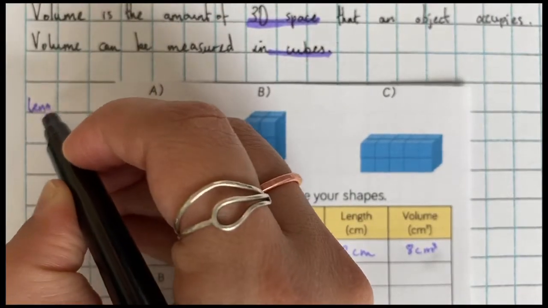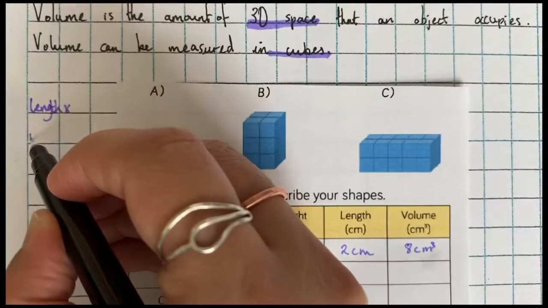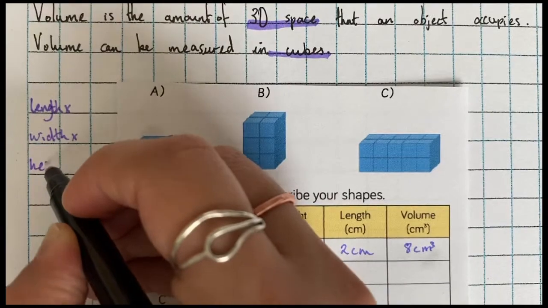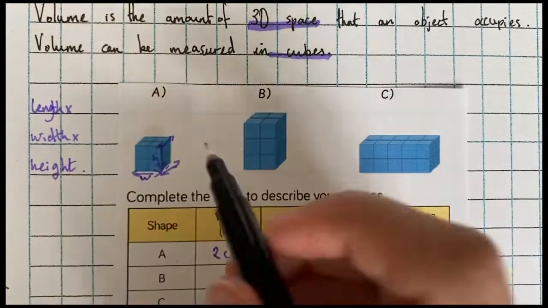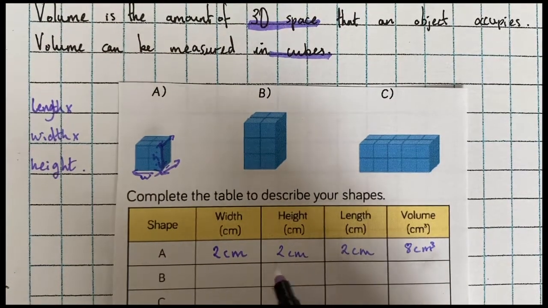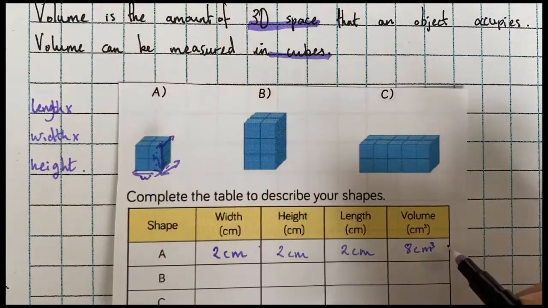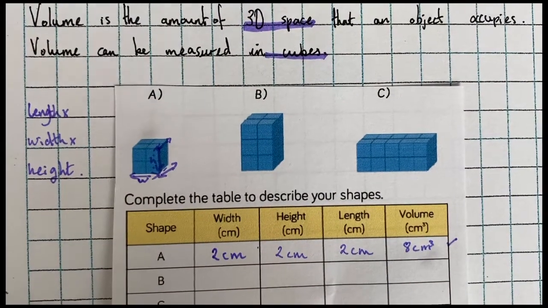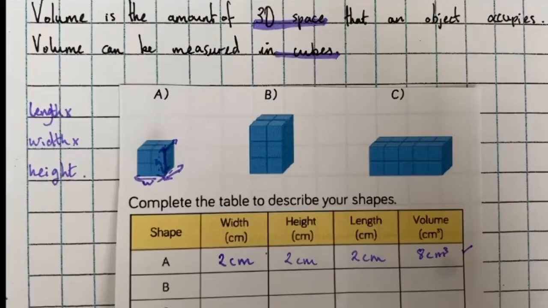There is another way we can find the volume. To find the volume, we do the length times the width times the height. So if you multiply the length by the width, we get 2 times 2 equals 4. Then multiply that by 2, which is the height, and you get 8. So the volume is 8 centimeters cubed.